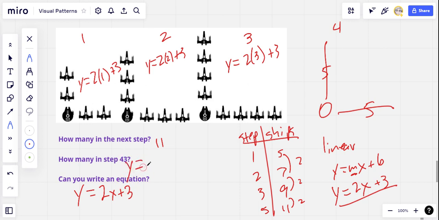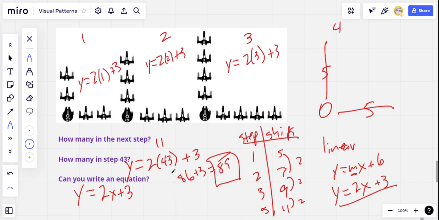We're just going to plug in 43 for x. So y equals 2 times 43 plus 3. And 2 times 43, well, that's 86, plus 3 would be 89 ships in step 43. And that would be 1 Millennium Falcon and 88 X-Wing fighters.